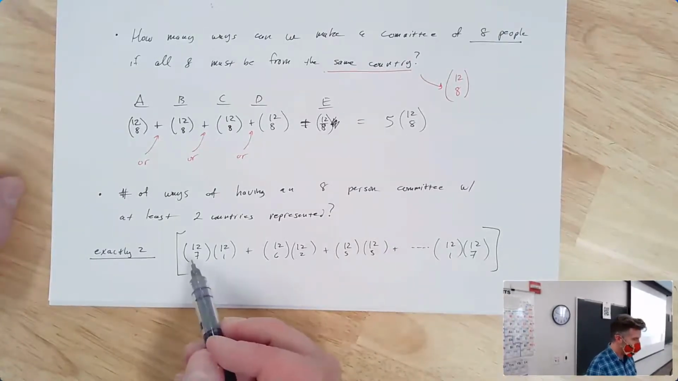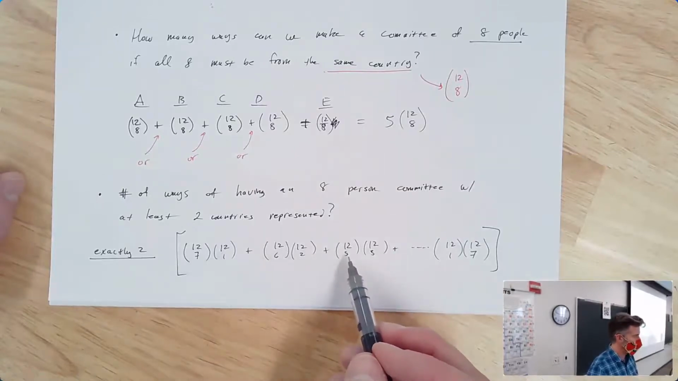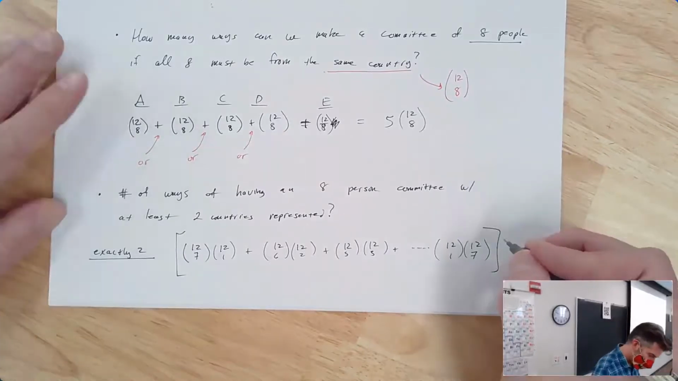You could have 7 from A and 1 from B, or 6 from A and 2 from B, or 5 from A and 3 from B, et cetera, et cetera. But then there's actually 5 choose 2 ways of picking the countries. It could be A and B, or A and C, or A and D, or A and E, or B and D, and so on.